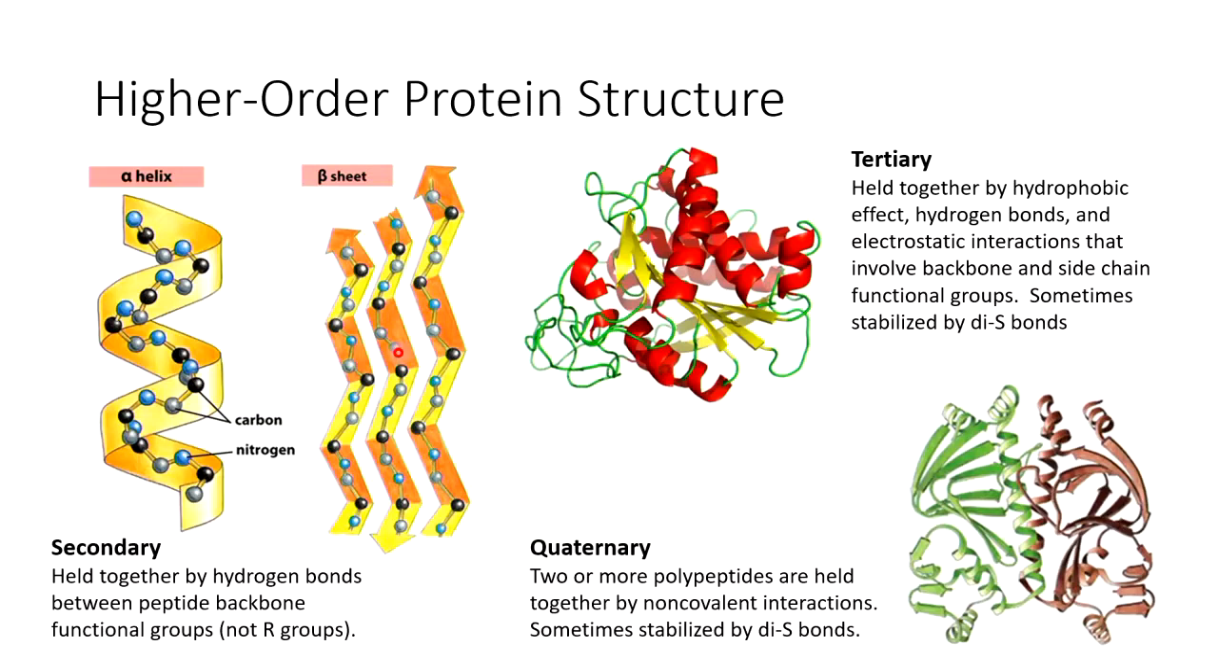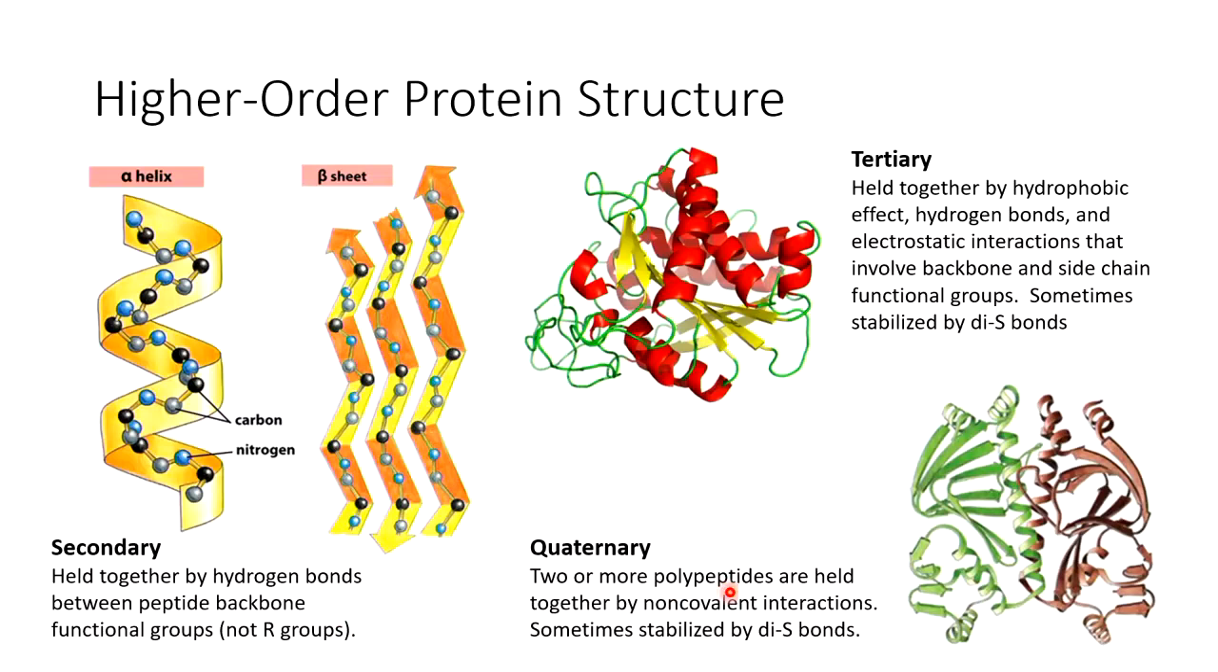There's also higher order protein structures as well. So for the secondary structure, it's types of structures like alpha helices and beta sheets that come about from hydrogen bonding between the backbone functional groups. And so these are not the R groups of the amino acids, but they're backbone groups. Tertiary structure accounts for the 3-dimensional folding of a protein inside the cell. And this actually results from a couple different things, including hydrophobic effect, electrostatic interactions, and disulfide bonds. It also comes about from hydrogen bonding between the R groups of the amino acids.